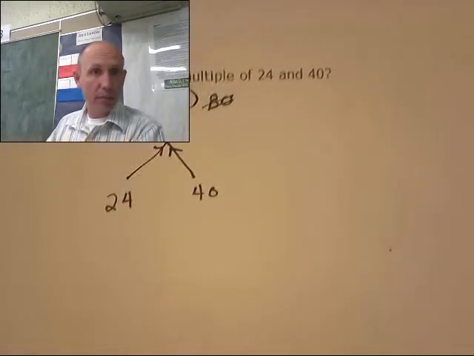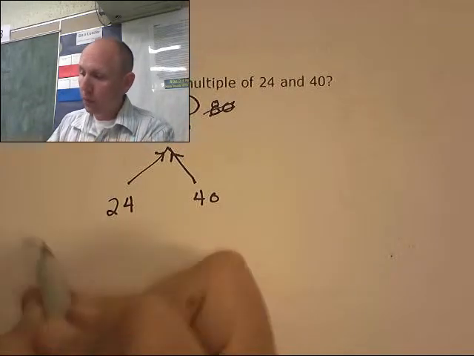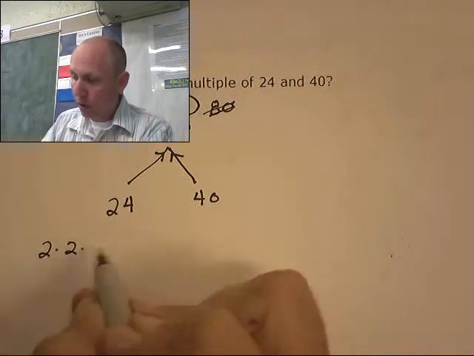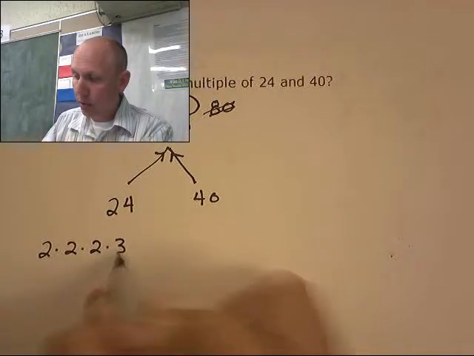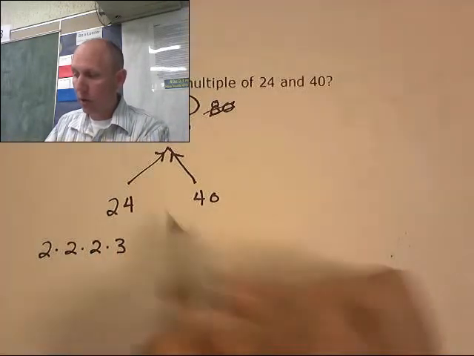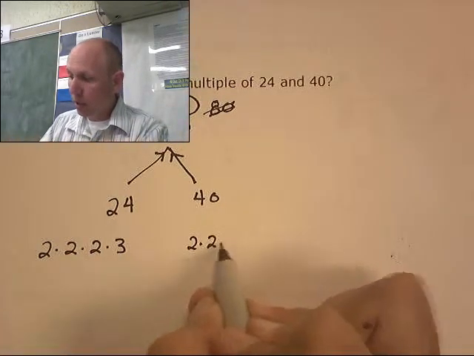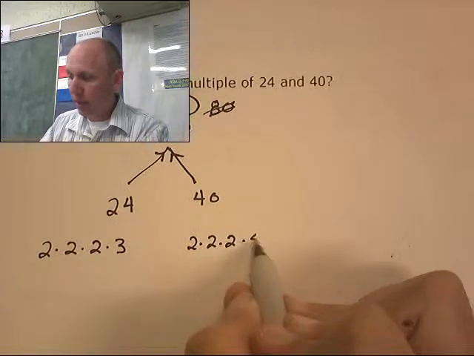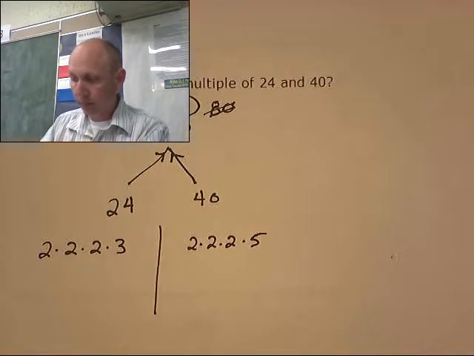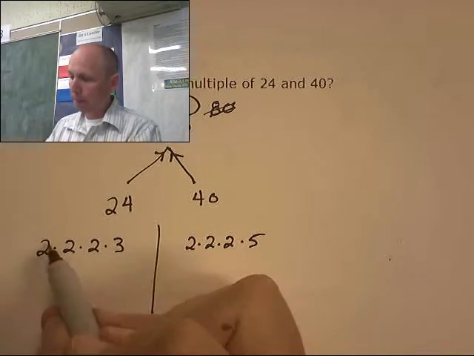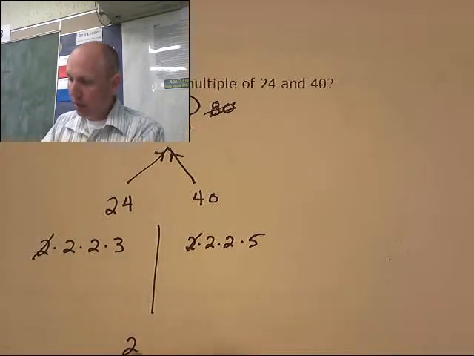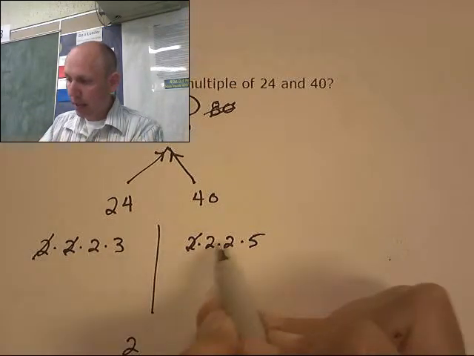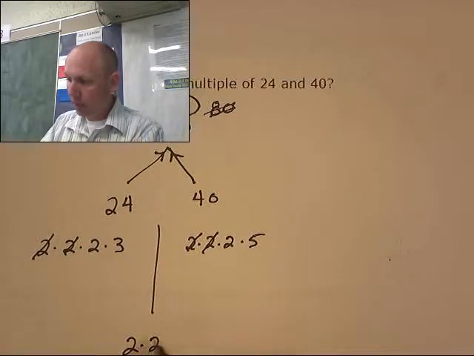But let's check it by prime factoring it. 24, that's 2 times 12. 12 is 2 times 6. 6 is 2 times 3. There we go. That's 24. 40, well, that's 2 times 20, which is 2 times 10, which is 2 times 5. See this 2 and that 2, they come down to the final answer together. That 2, it comes down to the final answer. That 2, it comes down to the final answer. The 3 comes down. The 5 comes down.